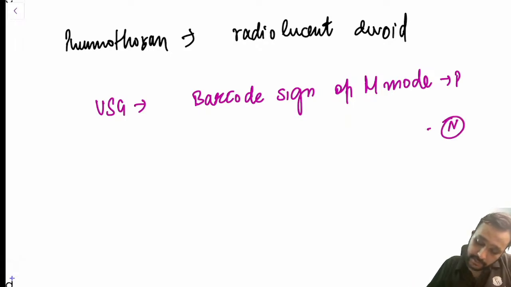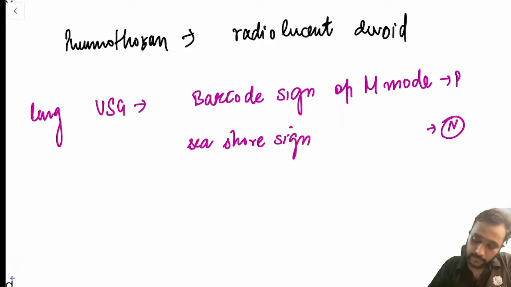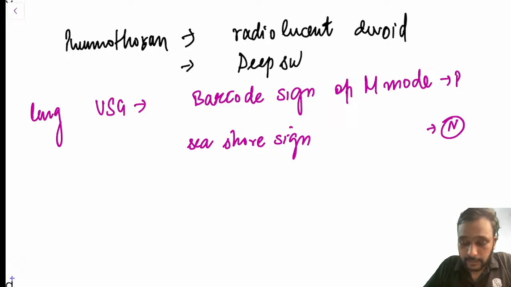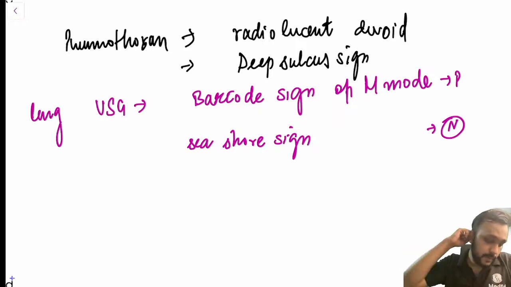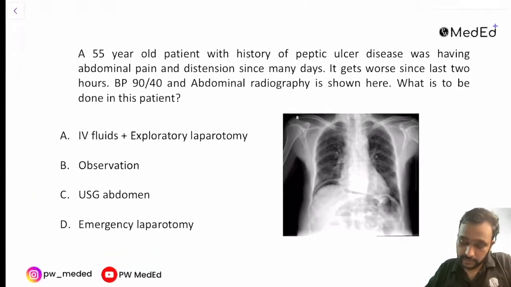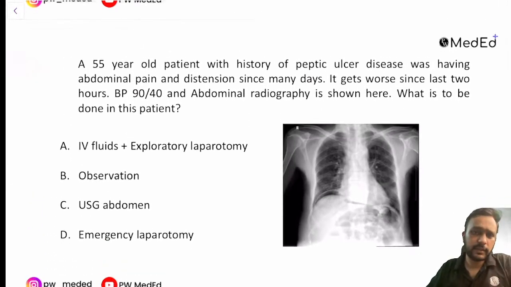In a normal patient, on the lung ultrasound, what do you get? You get a seashore sign. Other very important sign of pneumothorax will be your deep sulcus sign. Deep sulcus sign, right? So these are few important signs which you should know as far as pneumothorax is concerned.